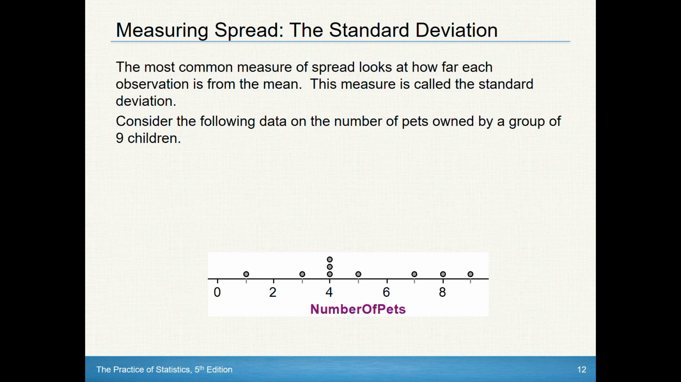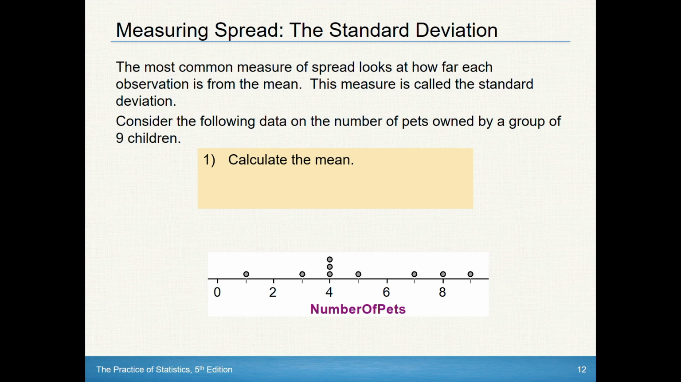So when we look at this data down here on the number of pets for 9 children, clearly the largest observation is 4, where we have 3 students with that. But the rest of the data points are kind of spread out, right? Some people only have 1 pet. This person out here has 9 pets. So we want an understanding of how this data is spread out. Standard deviation can do that for us.